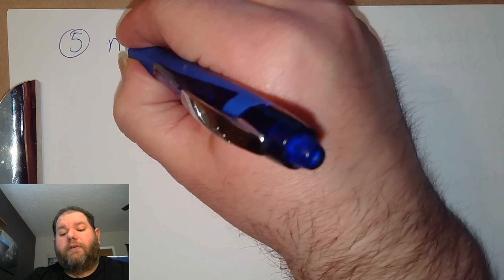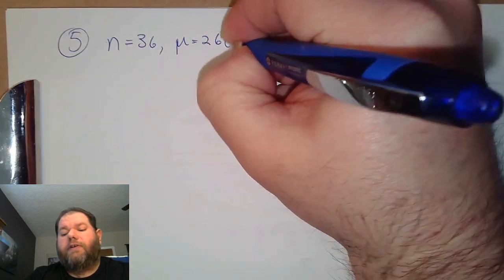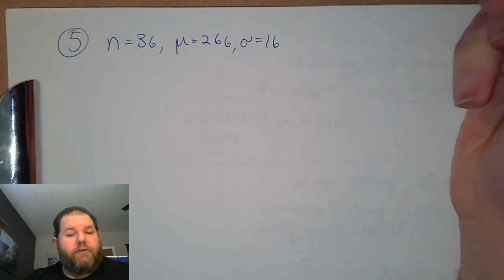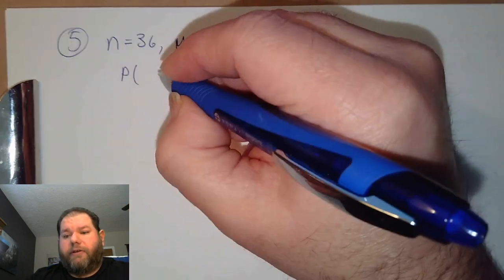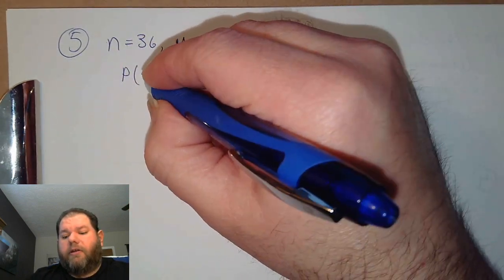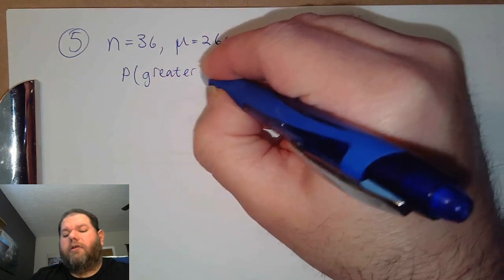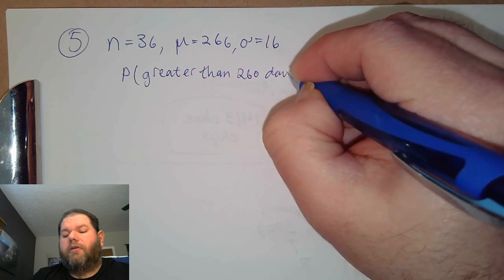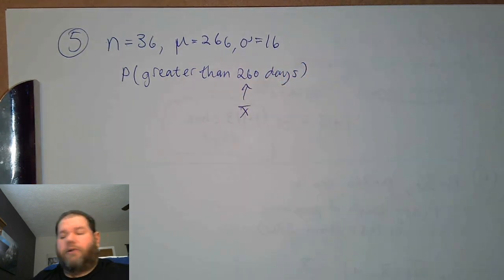So the initial information is all the same. N is 36, mu is 266, and sigma is 16. It's still the same as in problem 4. This time, though, we want the probability that the length of pregnancy is greater than 260 days. So now 260 will be our x bar.